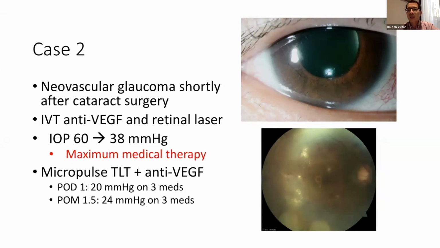The anti-VEGF was given time to work for the new vessels to regress, and then we went for an uneventful tube surgery. So this is how MicroPulse has helped me to increase the safety of my tube surgery, as well as make it easier because the cornea is clearer, with lower risk of hyphema, because the time that I bought with the MicroPulse allowed the anti-VEGF to work quite well.